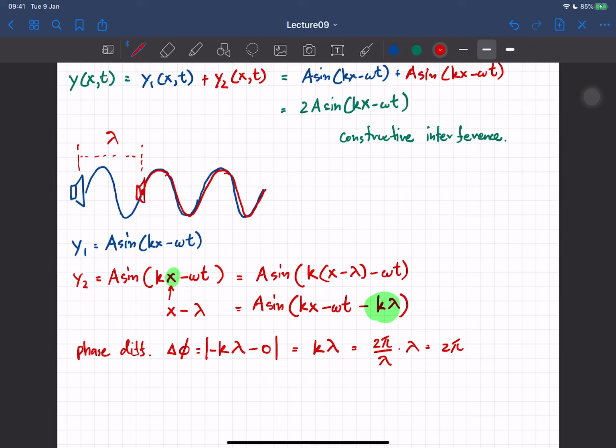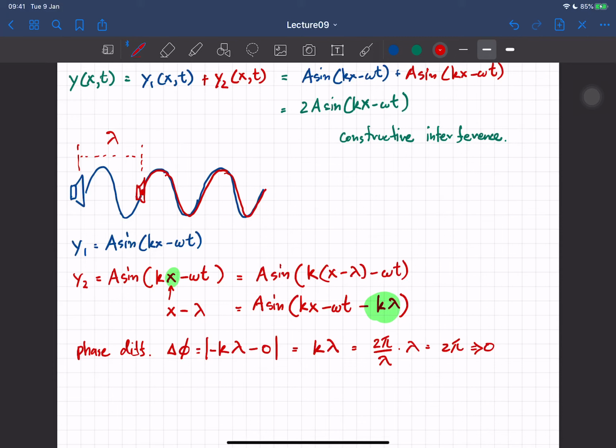But 2 pi and 0 are the same thing when you talk about sine and cosine function. Right? So in this case, it's as if the phase difference is 0. And you can see from this diagram already that the two waves go up at the same times and then come down at the same times. So they are in phase. Right? They are in phase.